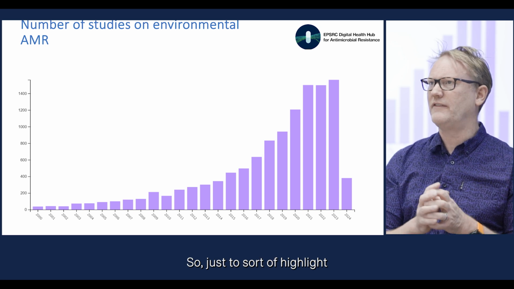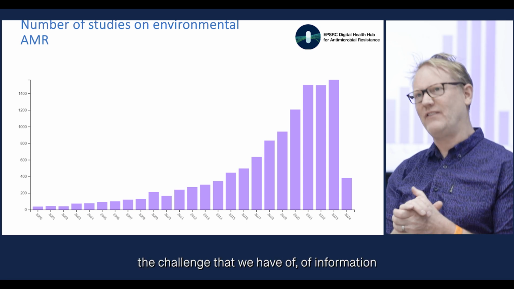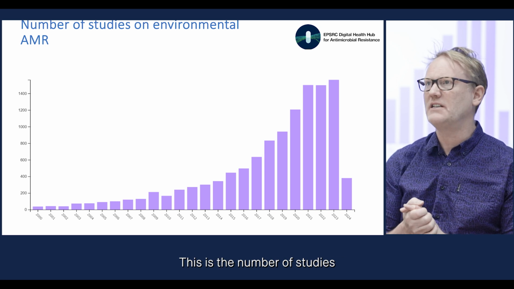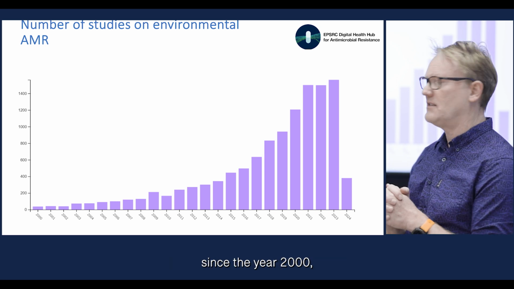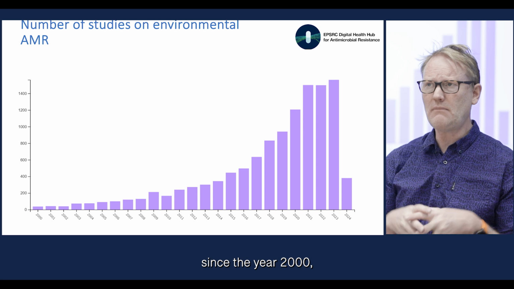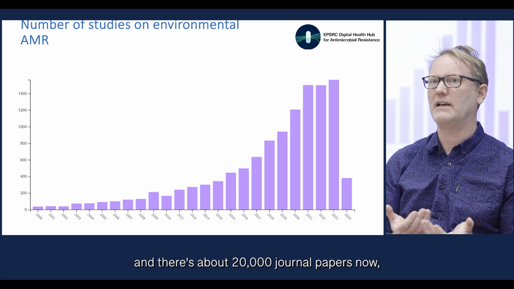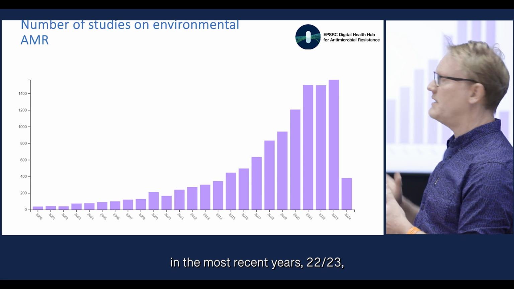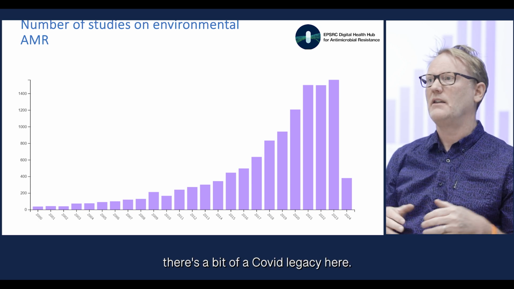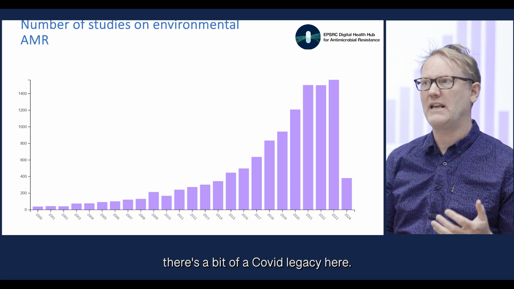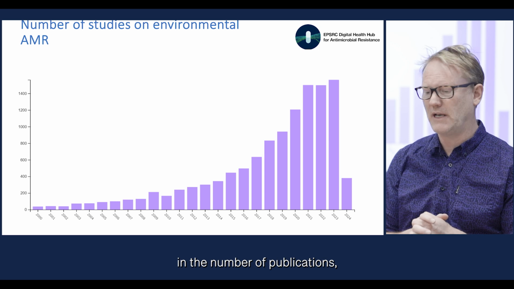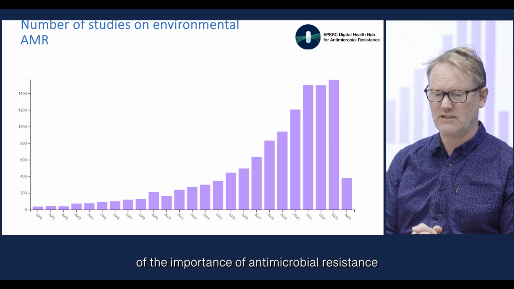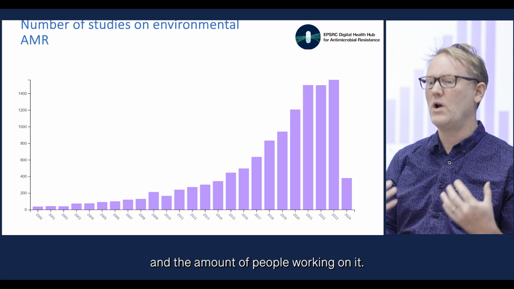So just to highlight the challenge that we have of information overload in this age, this is the number of studies that have been published on AMR since the year 2000. There's about 20,000 journal papers now, and that's increasing in an exponential way. You can see in the most recent years, 22, 23, there's a bit of a COVID legacy here. There's a bit of a slowdown in the number of publications, but you can guarantee that that's going to take off as the importance of antimicrobial resistance rises and the amount of people working on it.